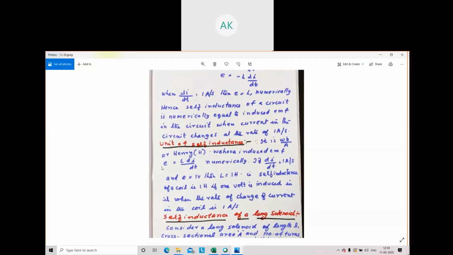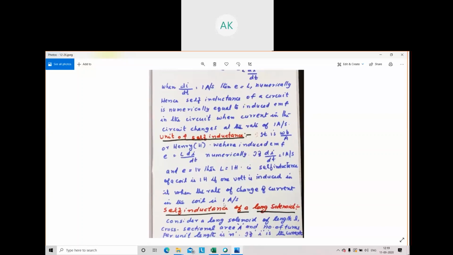What is meant by 1 Henry? A coil has self-inductance of 1 Henry. What is the meaning? When current changes at the rate of 1 ampere per second and induces an EMF of 1 volt in that coil, then self-inductance is said to be 1 Henry. So, how will you define it? Current changing at the rate of 1 ampere per second in the coil induces an EMF of 1 volt in it, then we can say the self-inductance of the coil is 1 Henry. That is the definition of 1 Henry.